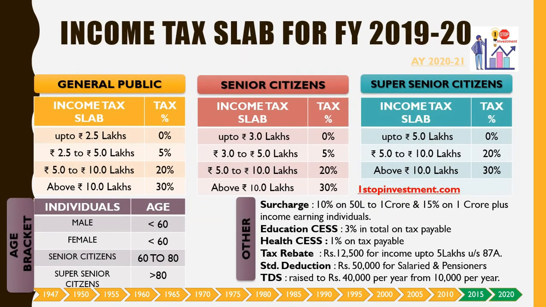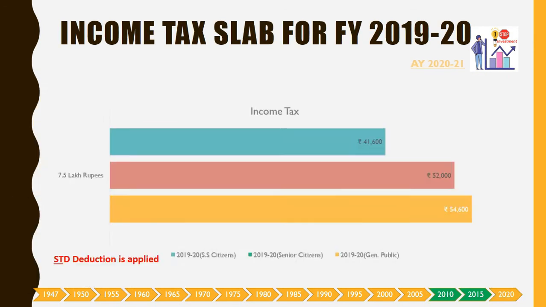In 2019, the standard deduction was increased from 40,000 to 50,000 rupees. For a total income of 7.5 lakhs, a person had to pay 52,500 rupees as tax, which is 4% lesser than the previous tax slabs.